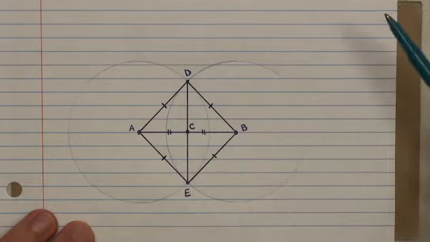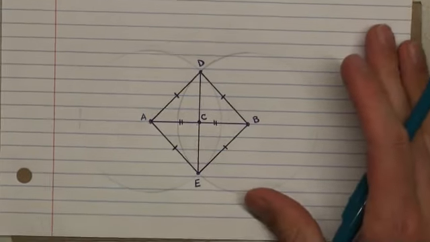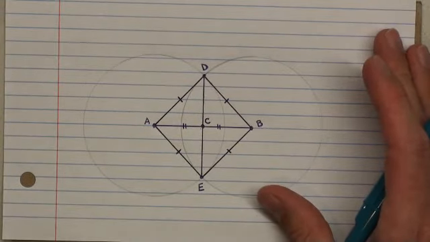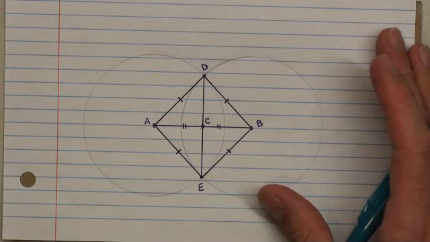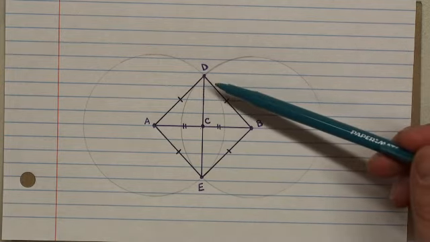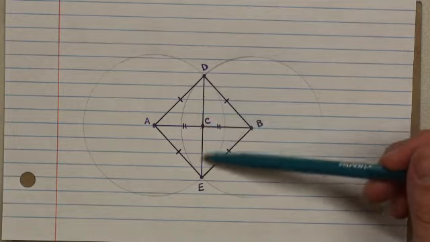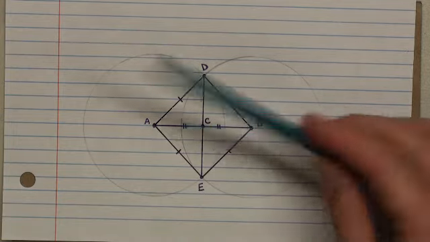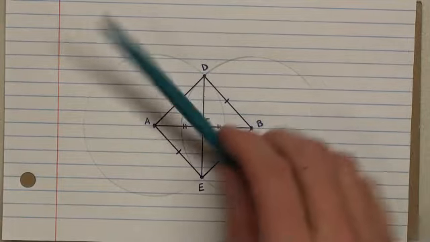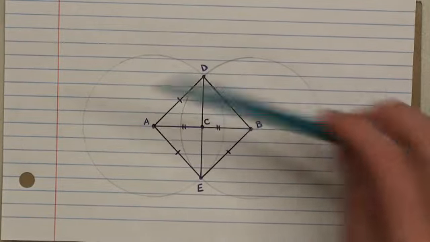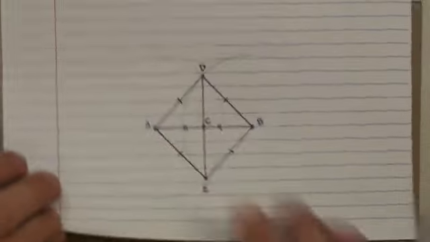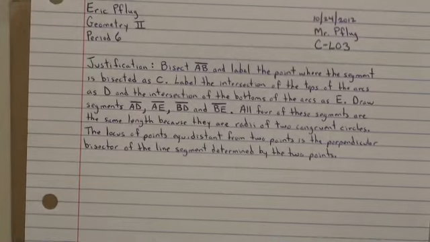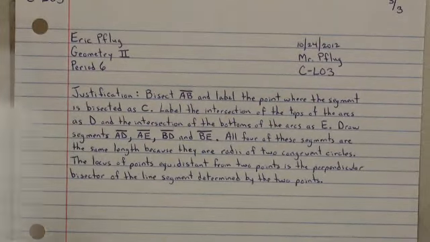Alright? So not only is this construction to bisect a line segment, it's also creating a perpendicular bisector of a line segment. That means that the segment that's cutting this other one in half, they're at 90-degree angles, right? They're at right angles. Okay? So that is the justification for this construction.